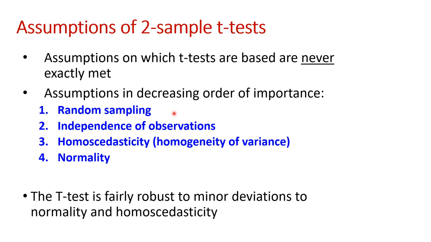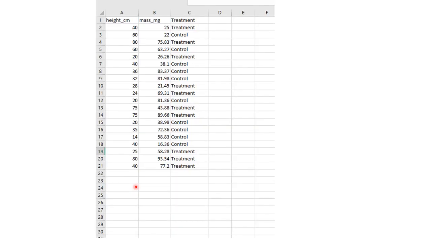That cannot be fixed regardless of what you do afterwards. That's in your experimental design. Okay, so again, random and independent. Homoscedasticity or homogeneity of variance basically means that your error or your variance is similar and normally distributed. And again, normality here.